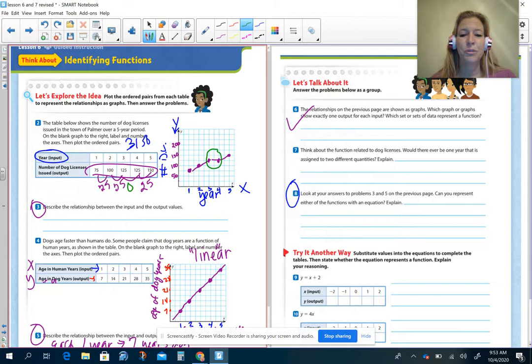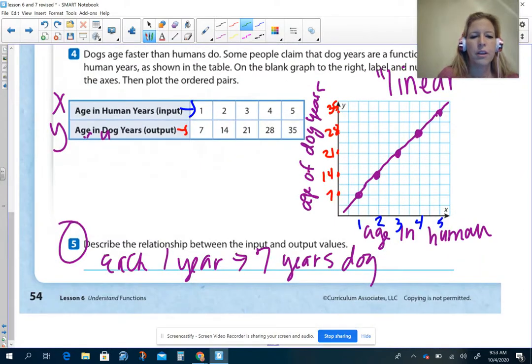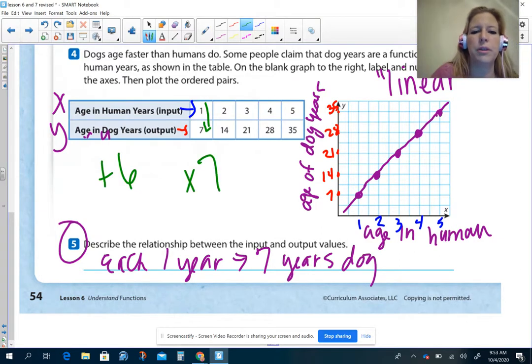3, 2, 1. Let's see how you did. So let's go ahead and make this screen bigger, and let's see how we're moving. How am I going from 1 to 7? We could say plus 6, but we could also say times 7. Okay, so let's see which one is the same for the next one.